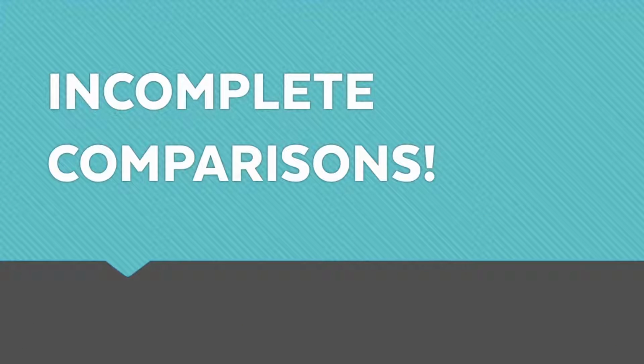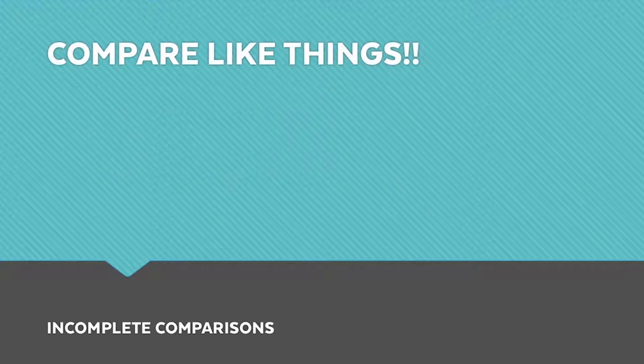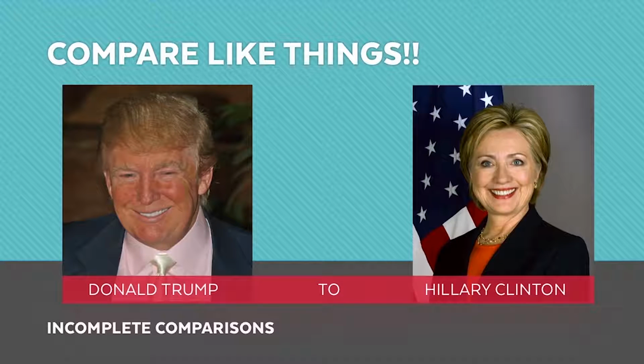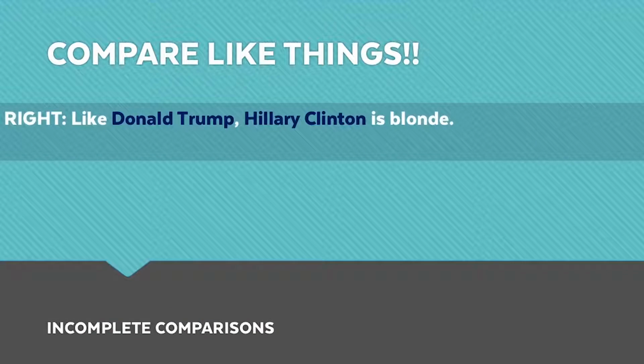So let's first cover what are incomplete comparisons. The number one rule of comparisons is compare like things. What do I mean by that? Well, say we have someone like Donald Trump. He's a person, so we would want to compare him to another person, like Hillary Clinton. We can say, like Donald Trump, Hillary Clinton is blonde. So you see Donald Trump, that's the name of a person. Hillary Clinton, that's the name of a person. What's going on in this sentence is that we're comparing the two.